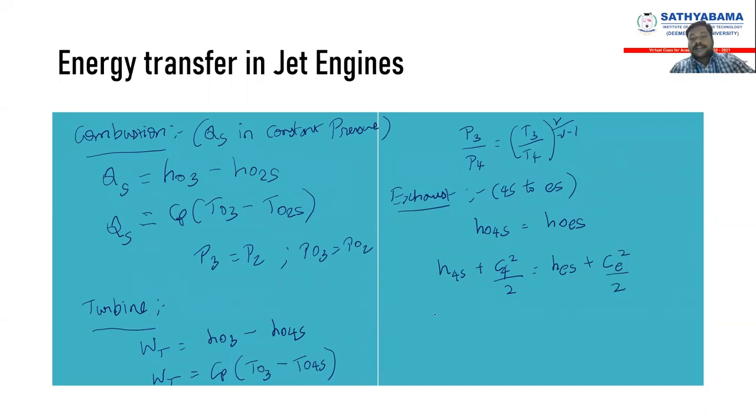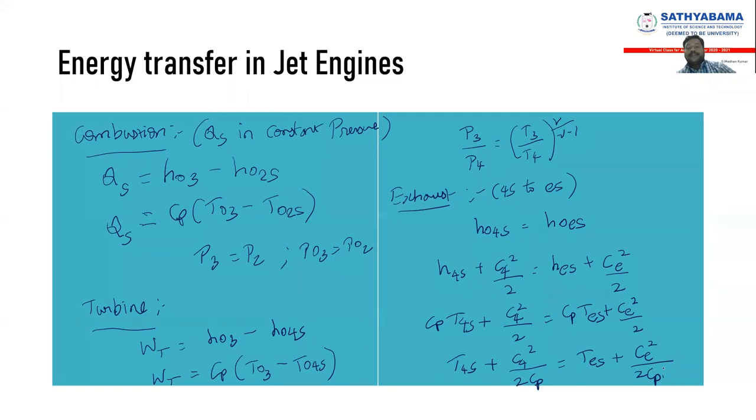And then we will write this as CP into T4 plus C4 square by 2 is equal to CP into TE plus CE square by 2, and we can again write it, so we have to introduce S, so T4S plus C4 square by 2 CP is equal to TES plus CE square by 2 CP. So this is the temperature relation, which is helpful for finding the temperature of the exhaust, that is, the temperature at the entry of the nozzle as well as the exit of the nozzle.